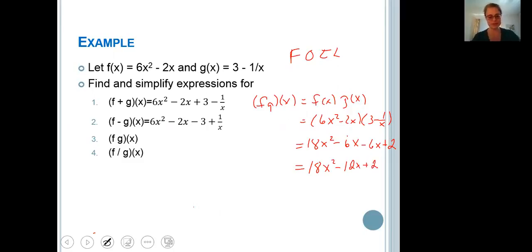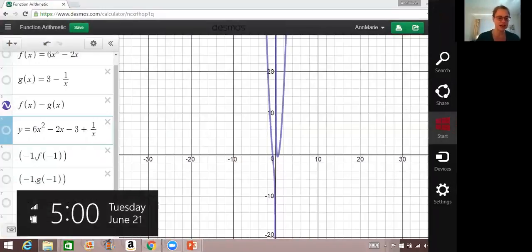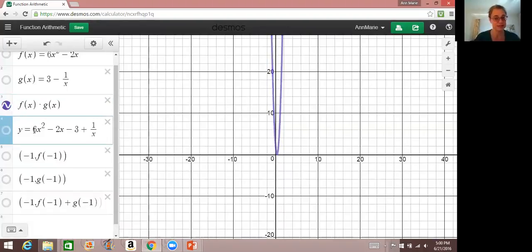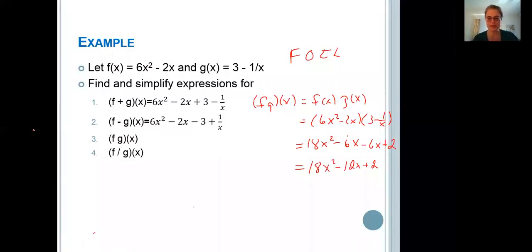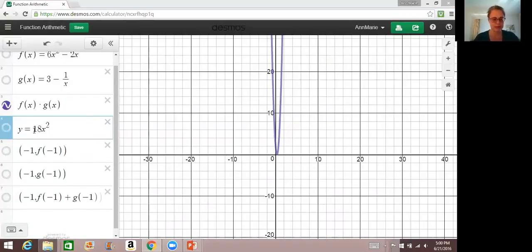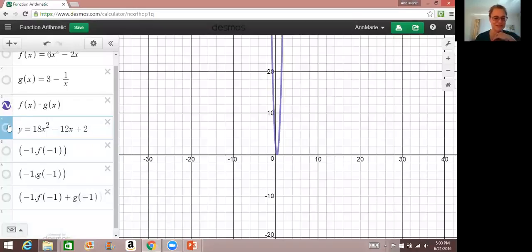All right, let's go check my work. I hope you're kind of seeing how I'm using Desmos here to check myself. It's not going to give me the answer, but it's going to help me check my work. So f of x times g of x. Well, it's a parabola. That's a good sign. Let's see if I've got the right parabola. What did I say it was? 18x squared minus 12x plus 2. All right, moment of truth. I'm going to turn it on. Hey, look at there. It works.